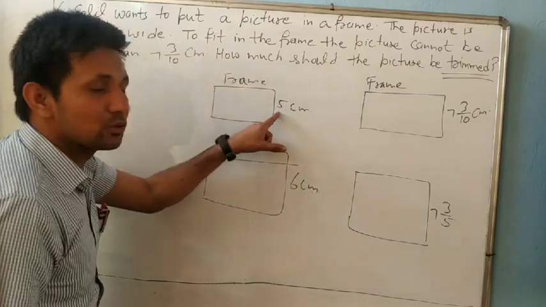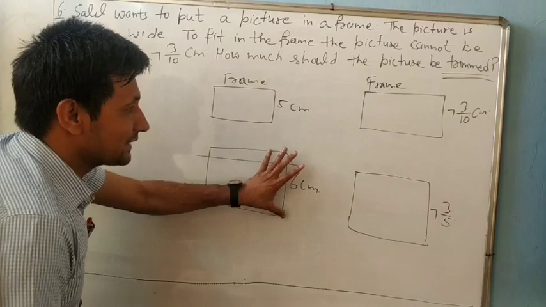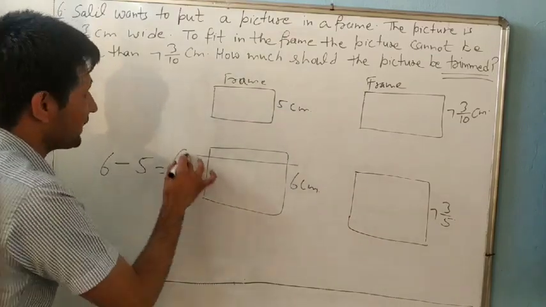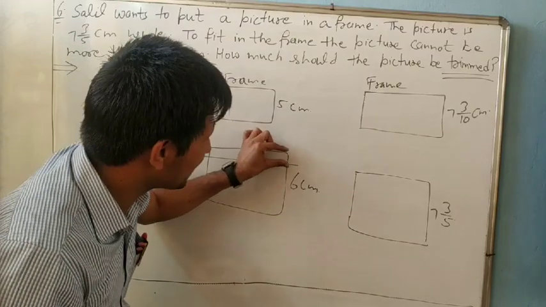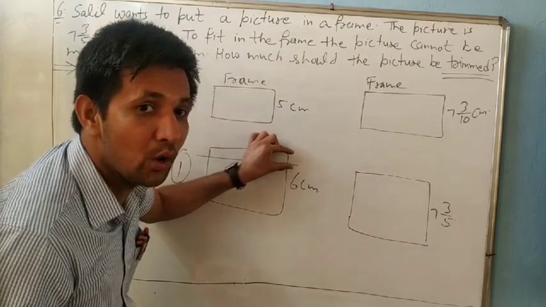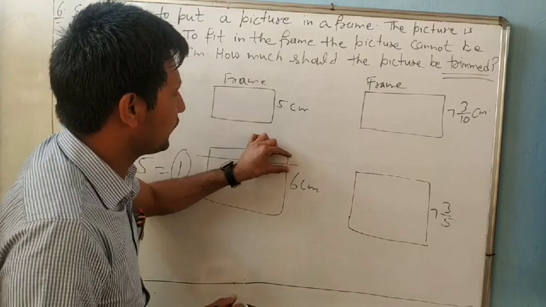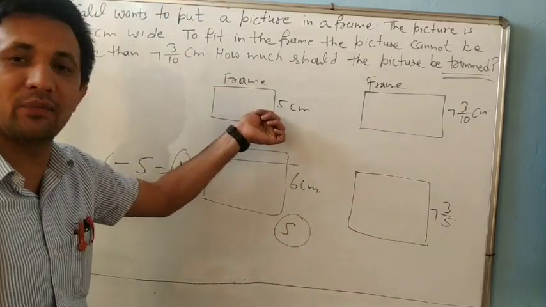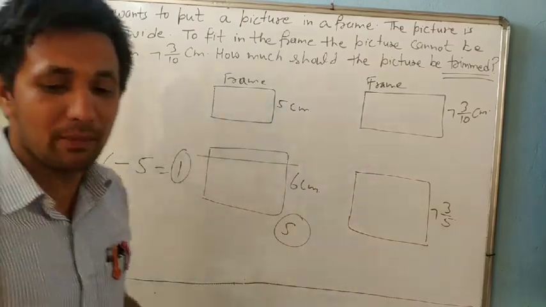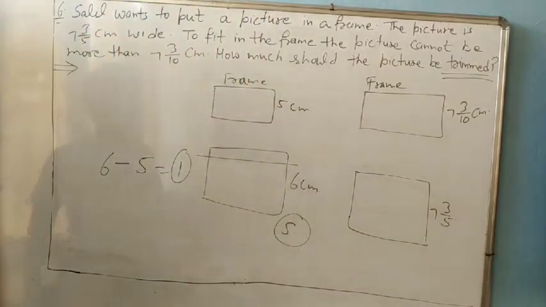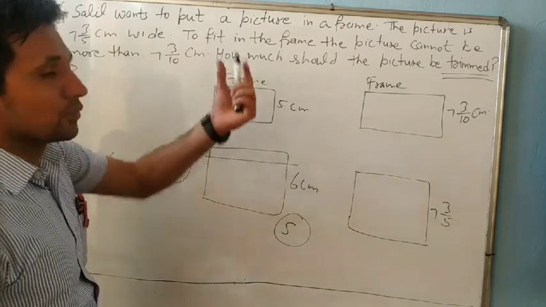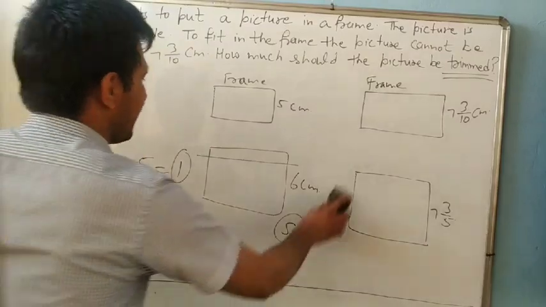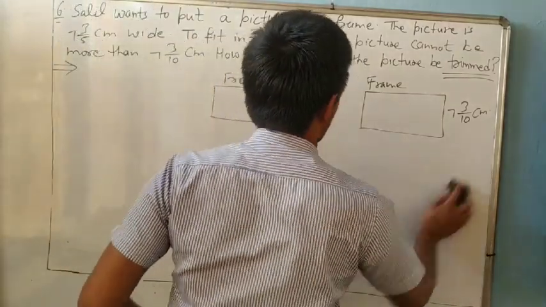Because it is 6 and it is 5, what is the length of the picture minus 5? 1. So we have to cut 1 centimeter width of the picture. Because if we cut 1, it becomes 5 centimeter, and 5 fits easily in the frame, because the width of the frame is also 5. So we will subtract the total width of picture minus width of frame. Okay, so look here.